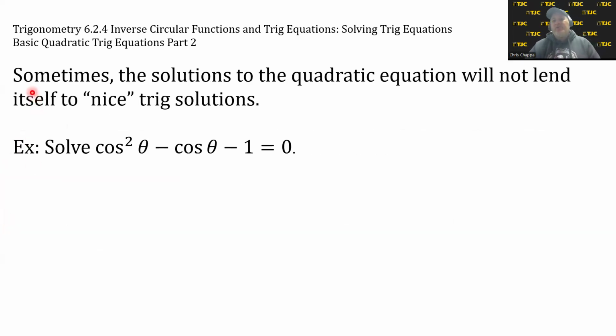Now, sometimes the solutions to the quadratic equation will not lend themselves to nice trig solutions. For example, let's solve cosine squared theta minus cosine theta minus 1 is equal to 0. This is a basic quadratic trig equation. It only has one trig function, but the highest power is 2.